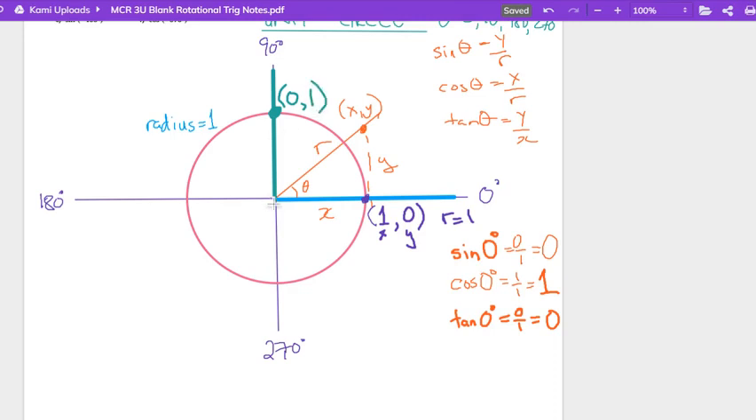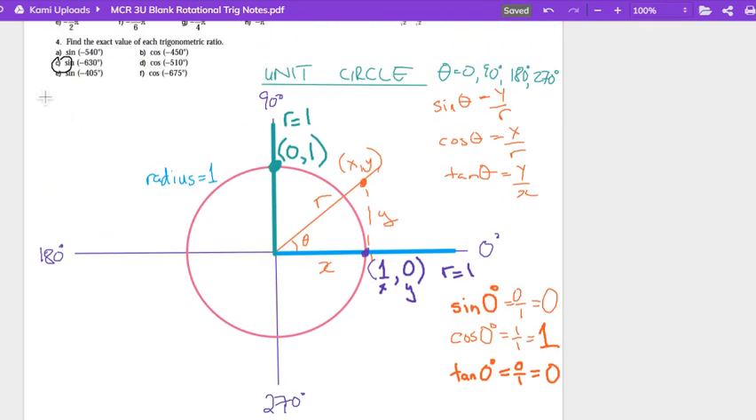1, right? Because it's a unit circle, it only goes 1 up. And what is the r in this case? R always equals positive 1. Okay. So let's figure out what is sin of 90, cos of 90, and tan of 90.